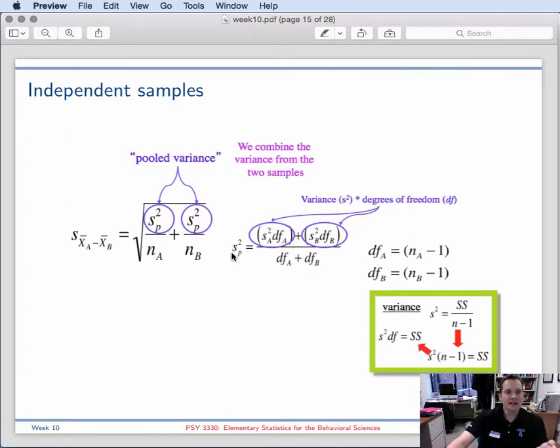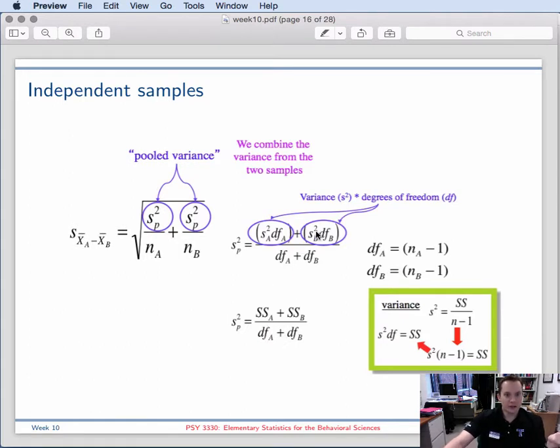So what that means is that in this complicated formula for pooled variance, what I can do is replace the complicated part, namely this SA squared times DFA, with just the sum of squares for A. And if you do that same thing for the B term over here, you get a much nicer formula down here for the pooled variance.